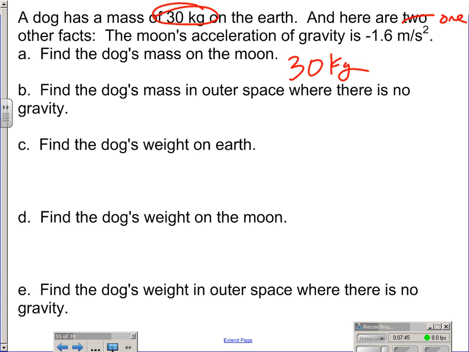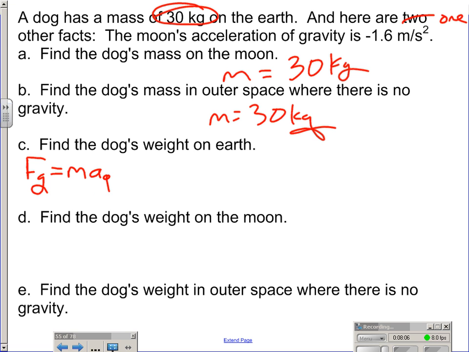What about in outer space where there's no gravity? Even though there's no gravity, the dog still has mass. He still has the same amount of matter that he had on the moon, so his mass is still 30 kilograms. Now, what about weight? When I say find the weight, I'm asking you to find the force of gravity. So force of gravity is mass times acceleration of gravity. The dog's mass is 30 kilograms.